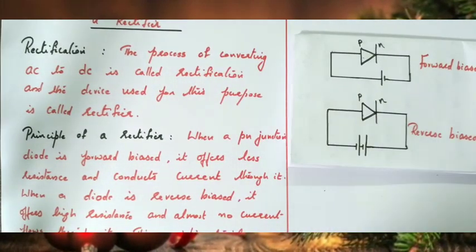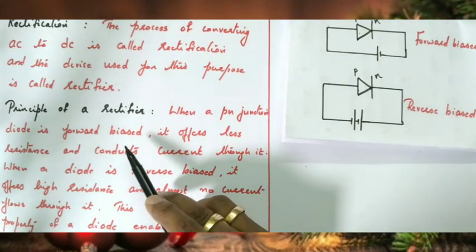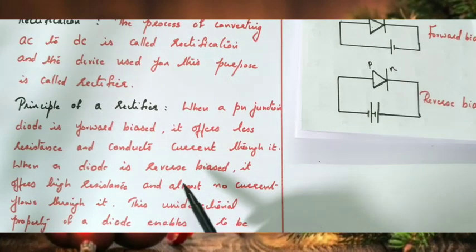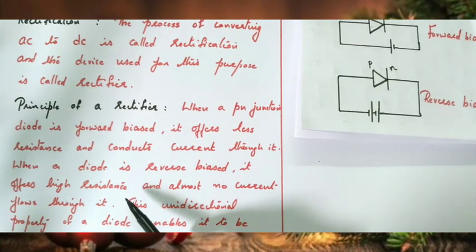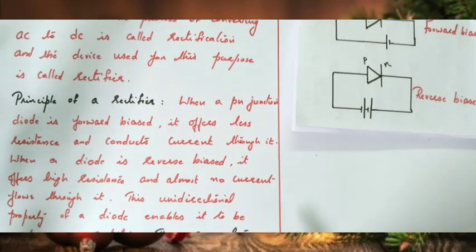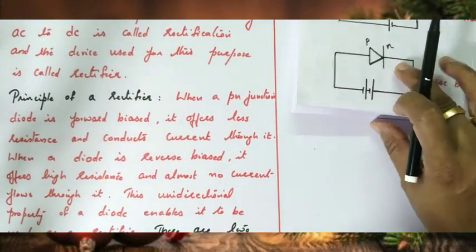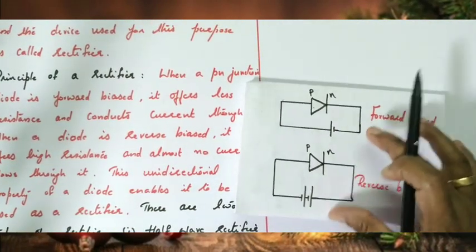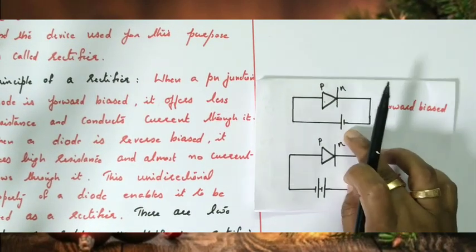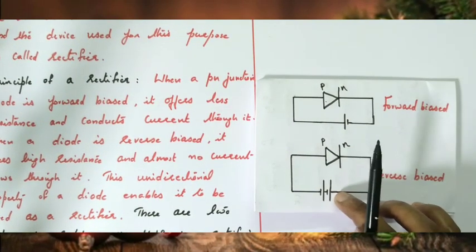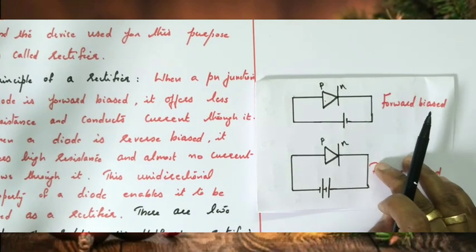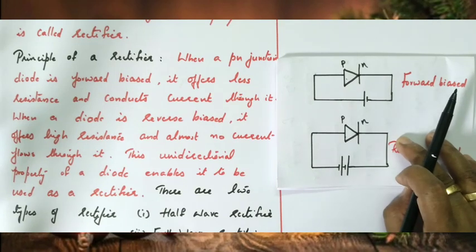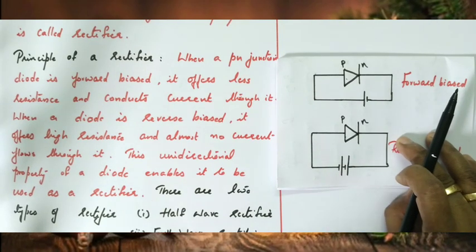So the principle of a rectifier is, when a PN junction diode is forward biased, it offers less resistance and conducts current through it. When the diode is reverse biased, it offers high resistance and almost no current flows through it. This unidirectional property of the diode enables it to be used as a rectifier. That means during forward bias it conducts current and during reverse bias it does not. This property is used for the conversion of AC voltage to DC voltage.